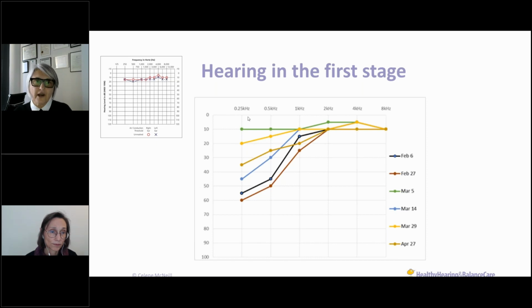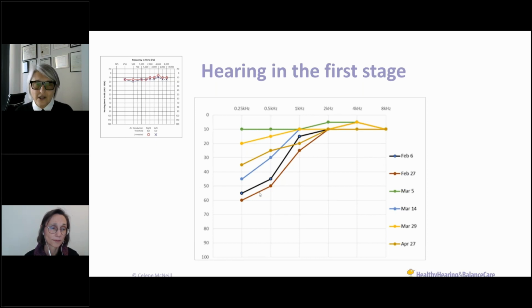If you look at this graph, 250 hertz is a low pitched sound, 8 kilohertz is a very high pitched sound. So we measure the hearing across the frequencies. You can see that at this end of the graph, which is the high frequencies, the hearing is absolutely normal, like somebody with normal hearing that you see on the graph on the other side. So the hearing in the first stage drops at the low frequencies only.